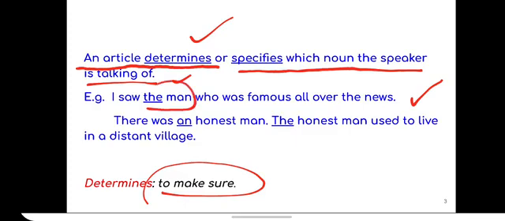So which man did I see? I saw the man who was famous all over the news, not just any man, the man who was famous all over the news at that time. Therefore I use the because we know which man we are talking about.